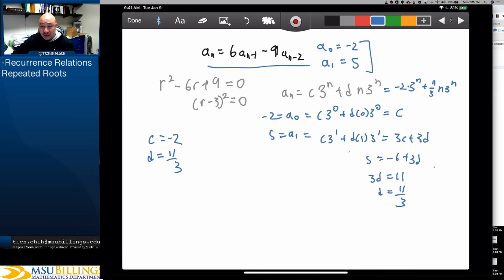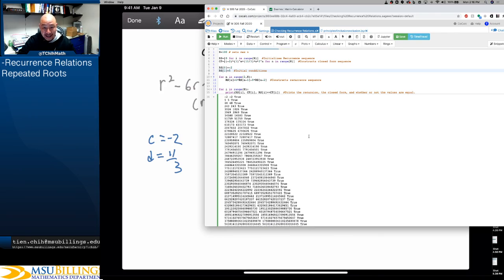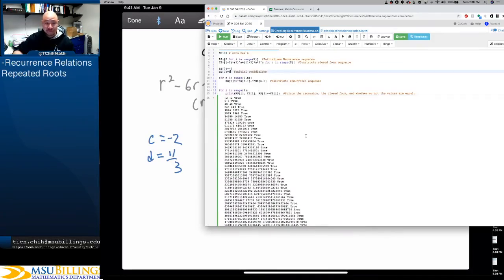Now, to check out the first 100 terms or so, we let n be 100, just like before. My closed form is allegedly minus 2 times 3 to the n plus 11 thirds times n times 3 to the n. And what I want to set as my initial condition is minus 2 for the 0th term, 5 for the first term, and let's run that. And what we see is, sure enough, for the first 100 terms, those all align perfectly. So that seems like we're on the right track here.